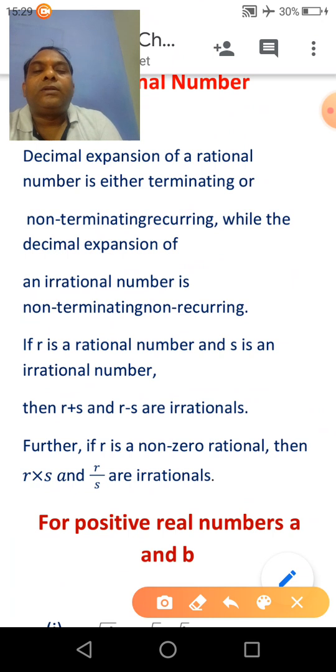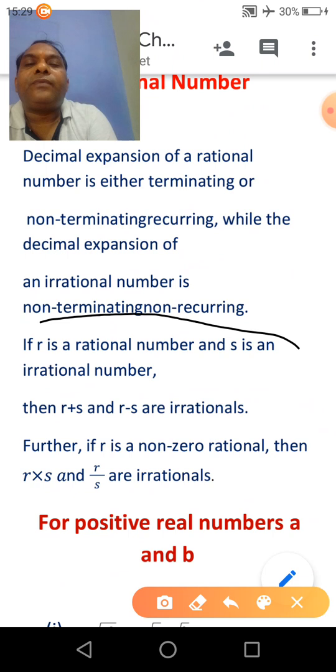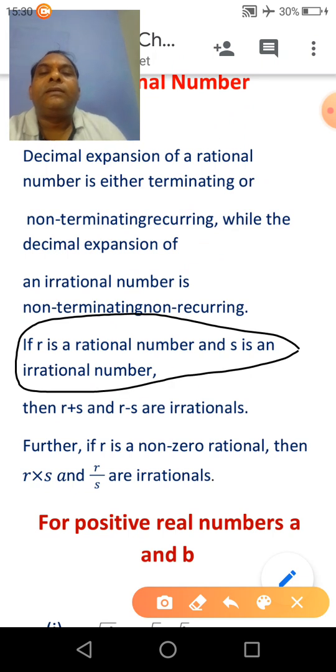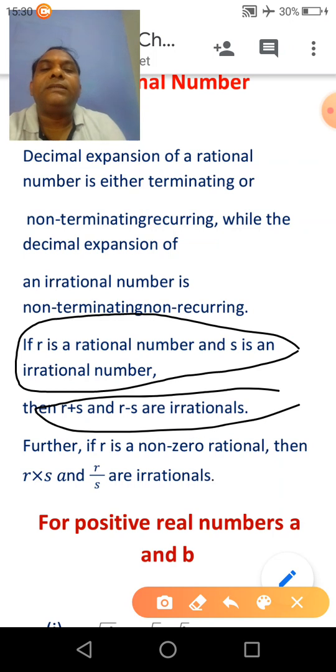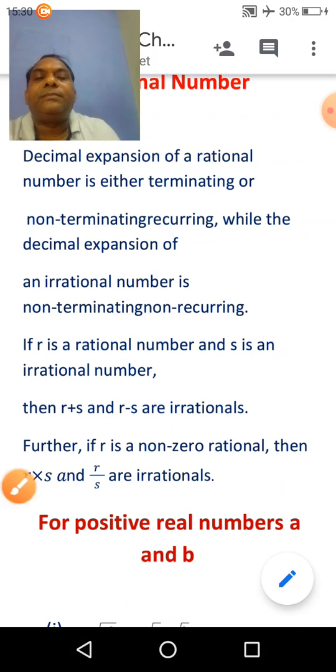Clear? So you have to remember, if r is a rational number and s is an irrational number, then r plus s and r minus s are irrationals. Further, if r is a non-zero rational, then r into s and r upon s are irrational. Clear?